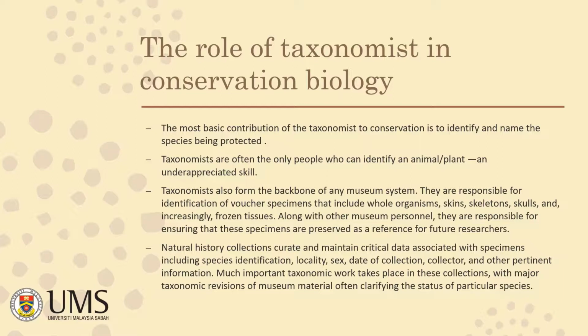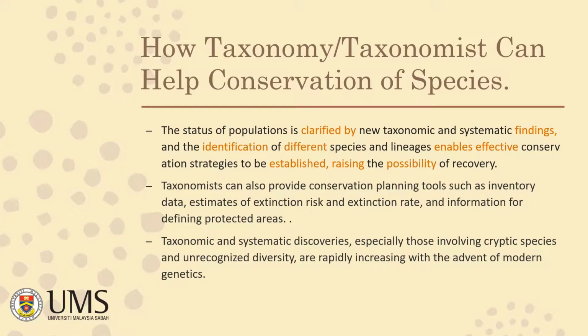So we can determine the status of the species. For example, the species is endangered. The species is new to science. And we can compare the species to another species in the collection, whether they belong to the same family, or the same genus, or they do not belong to an existing family or genus available in the collection. The status of a population can be determined by the work of taxonomists.